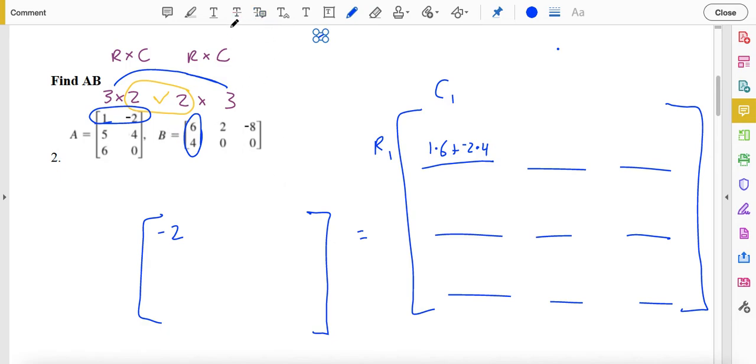Okay. Next, for row 1, column 2 here, we take row 1 and multiply by column 2. So row 1 times column 2. So I got 1 times 2 plus negative 2 times 0.